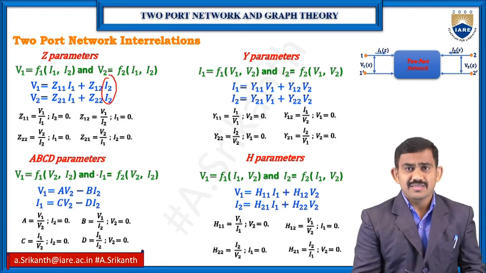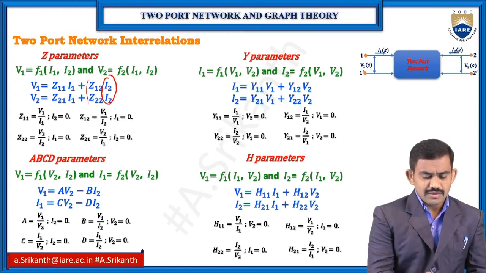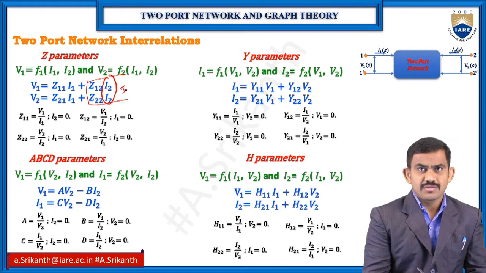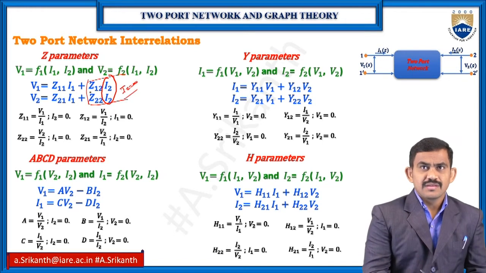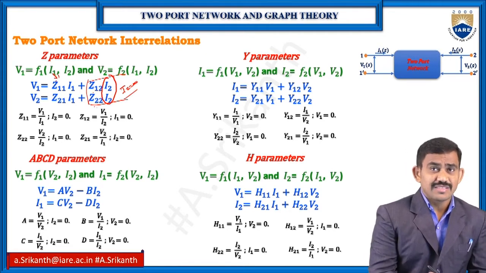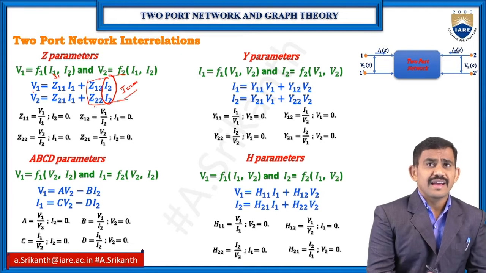I2 value is 0, so this whole term is 0. Then the Z12, Z22 term is 0. So then you can find out the Z11 value. Z11 value is V1 by I1.